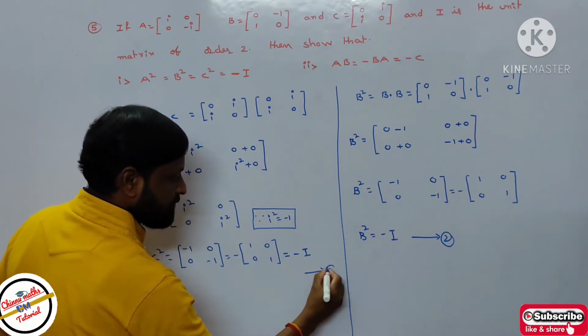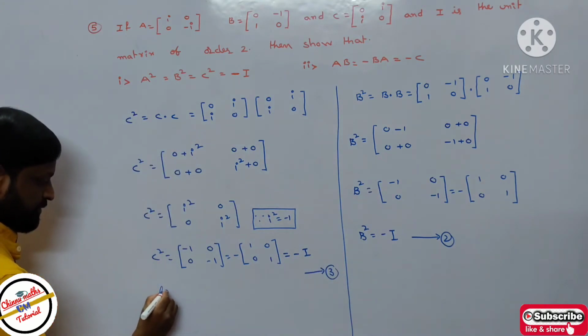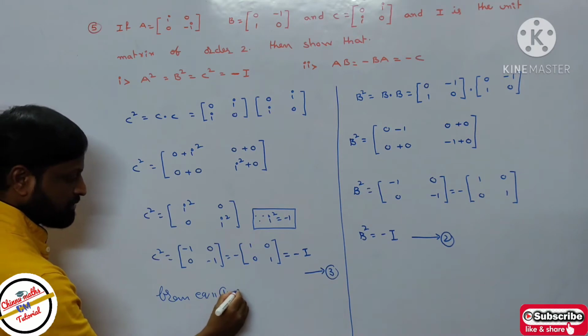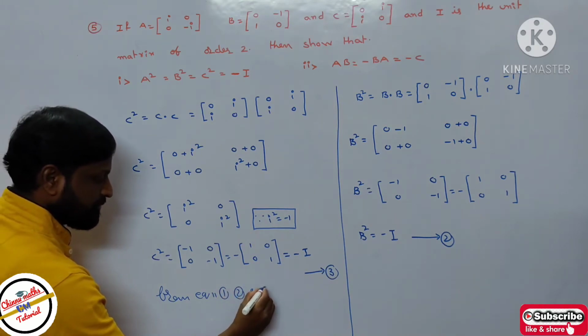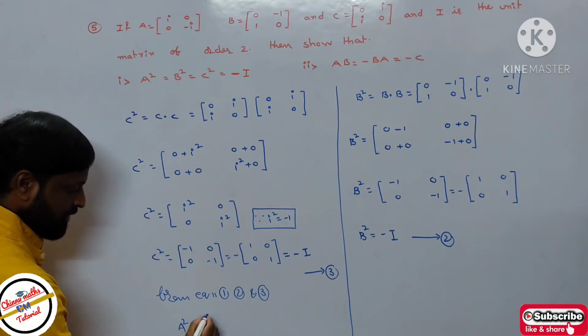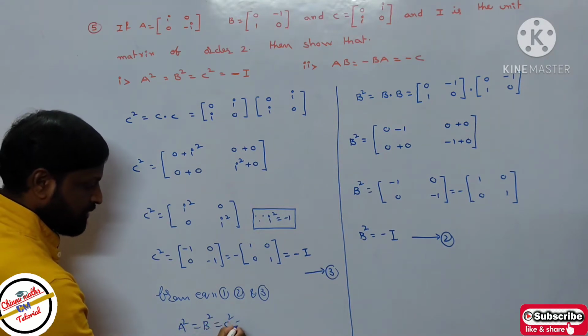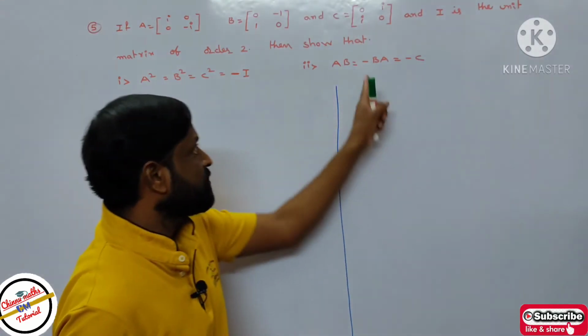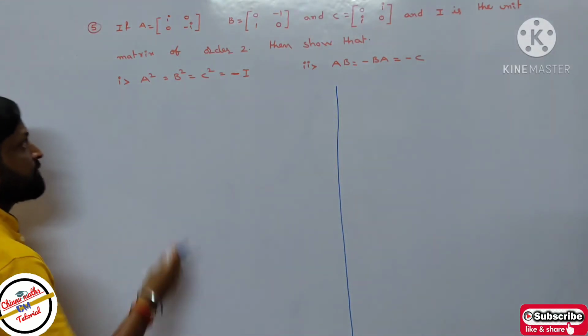Take this as equation 3. From equations 1, 2 and 3, so then you can write A square equal to B square equal to C square equal to minus of I. So next we discuss the second question. What is the second question?